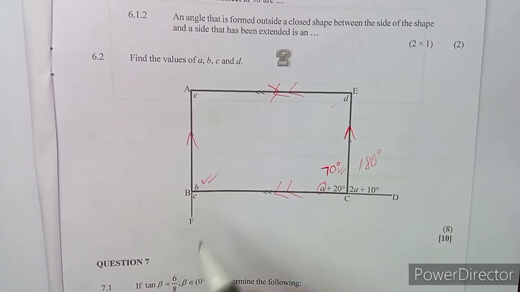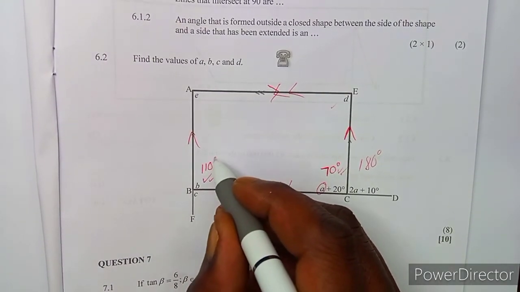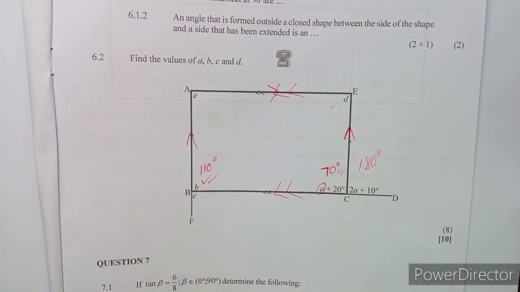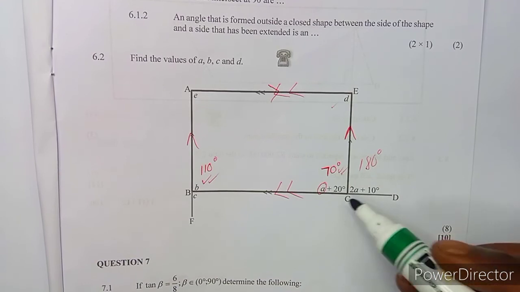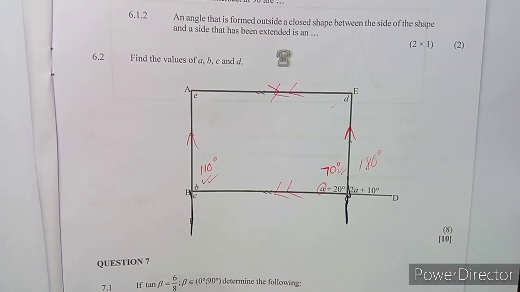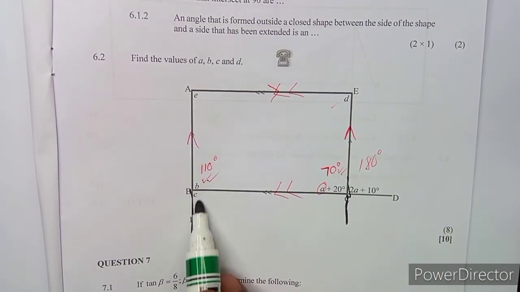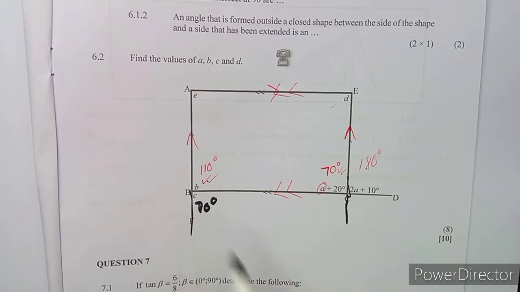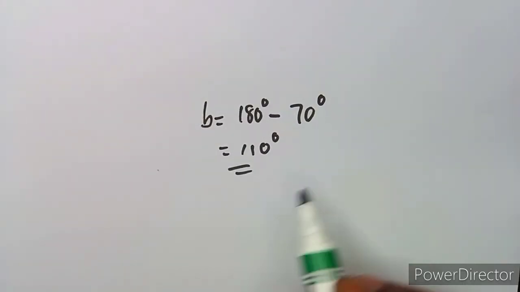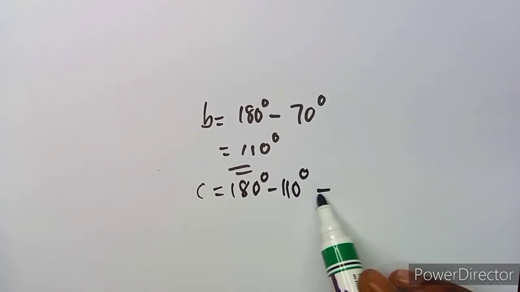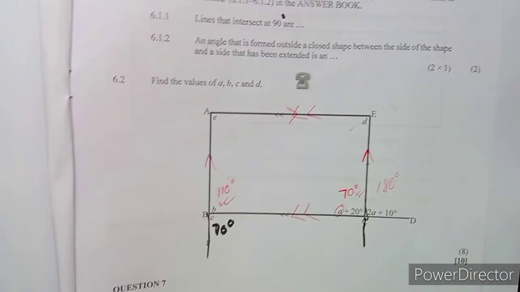So if our B is 110 here, what about C? B and C are also together on a straight line like that, or you just have to extend this. As you can see, if you extend this part, you've got Z angles which you can use. If this angle is 110, this angle is going to be 70 also from a straight line, or you just subtract 180 minus 110. So C is going to be 180 minus 110, which is 70 degrees. So you've got the value for C.